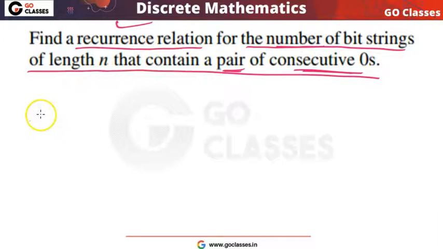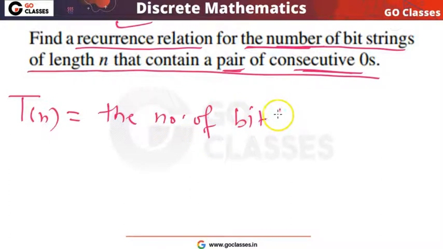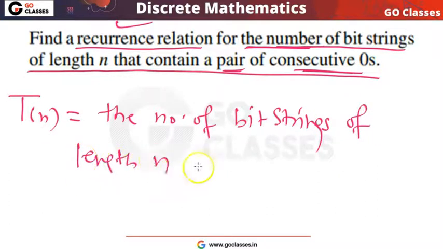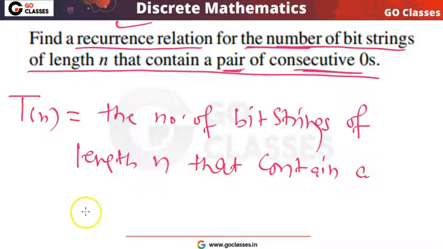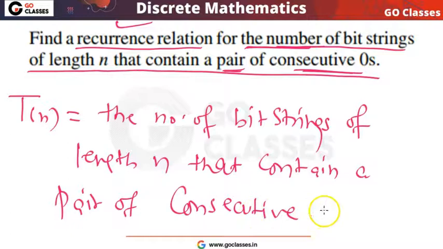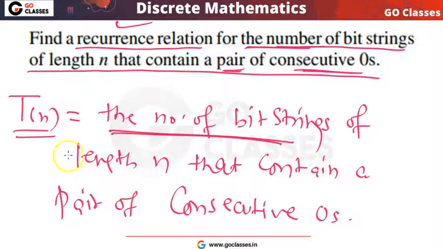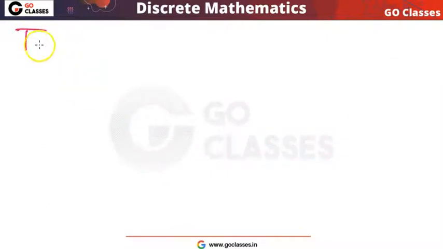So we want to find the recurrence relation. Let's call it Tn. What is Tn? This is the number of bit strings of length n that contain a pair of consecutive zeros. So this is your Tn. It means this is the number of bit strings of length n that contain a pair of consecutive zeros. So what will be T1?